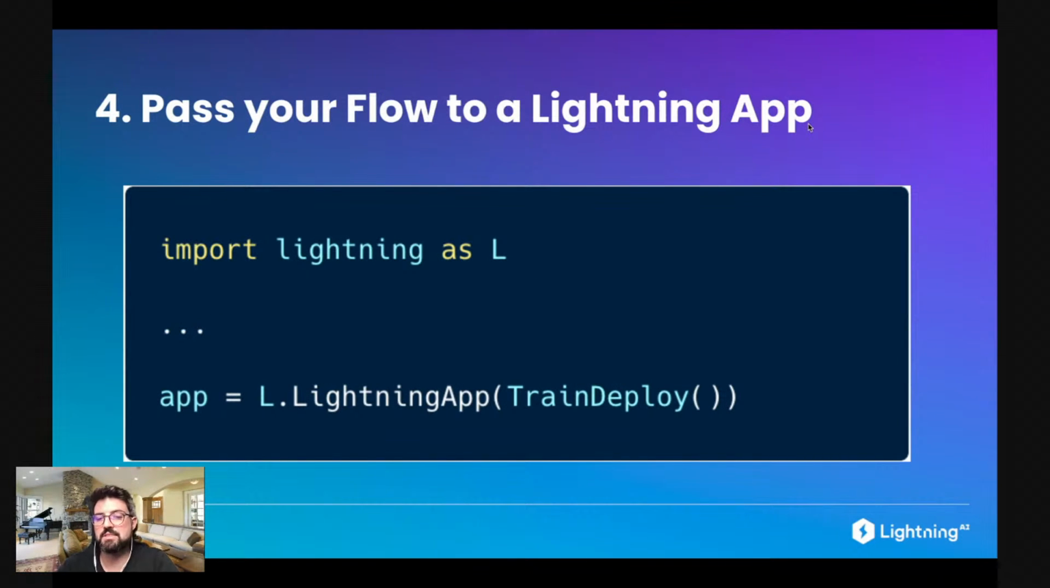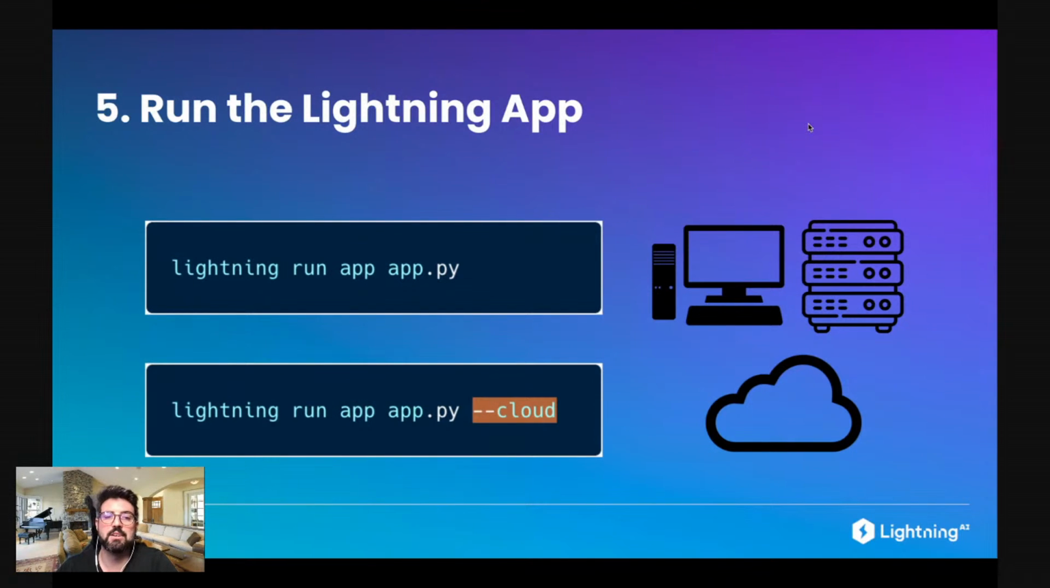Right, and then the final step is you get your flow and simply pass it to the Lightning app, and now you can run that equally locally and in the cloud. If you want to run it locally, you do lightning run app app.py. If you want to run it in the cloud, you do lightning run app app.py --cloud, and that will simply take it to the cloud.